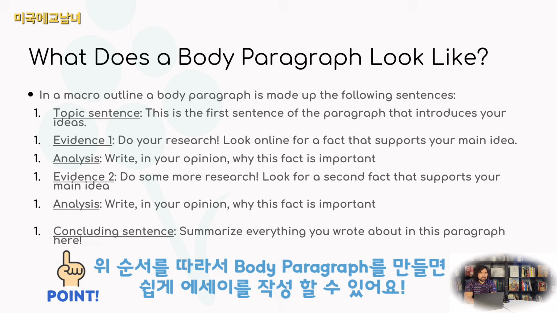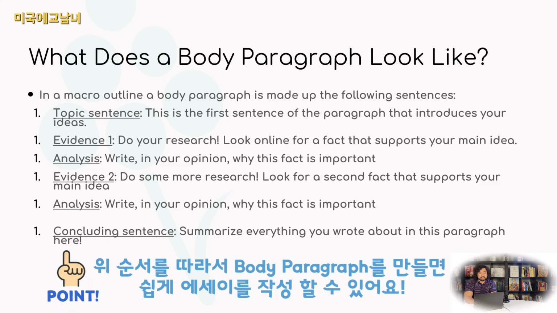Then after evidence 1, we definitely need analysis. We have to analyze the evidence. Whenever there's evidence, we need an analysis. So write in your opinion why this fact is important. Then often we need more than one evidence because one evidence might not be enough. That's why we introduce the second evidence here. Do some more research. Look for a second fact that supports your main idea.